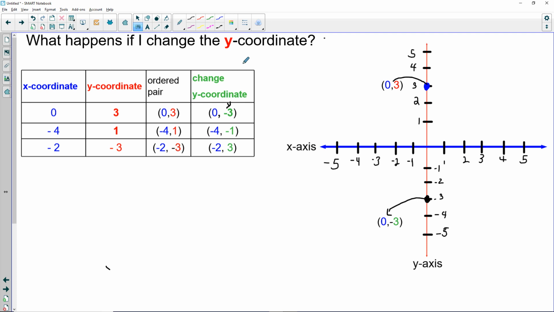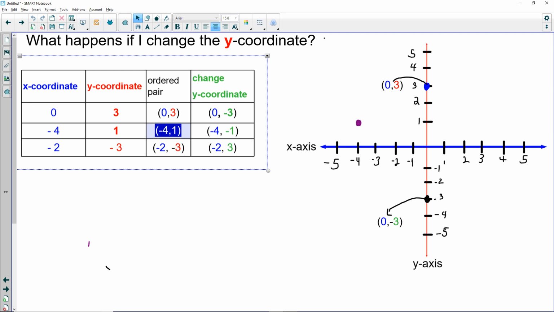Let's plot another one. All right, pay attention. Make sure I get this right. All right, so here we go. We have -4, 1. We start at our origin, move to -4, and then we're going to travel on our y-axis up to +1. And let's plot our original ordered pair, -1, 1. And yes, let's label it.